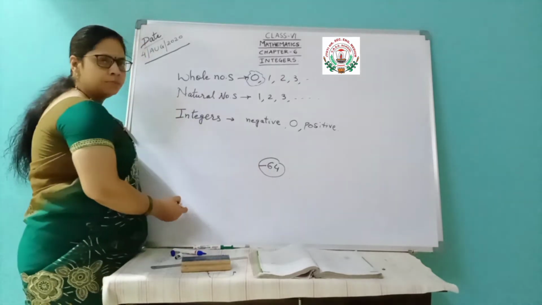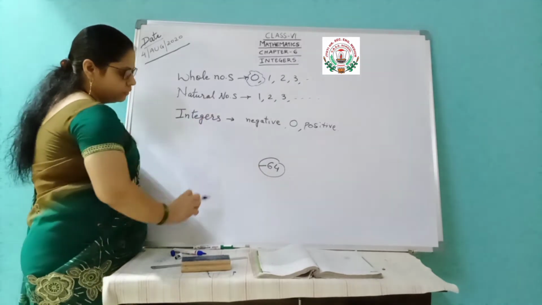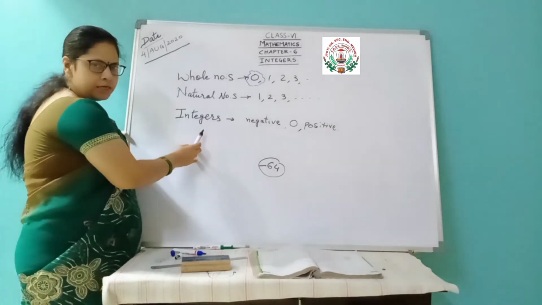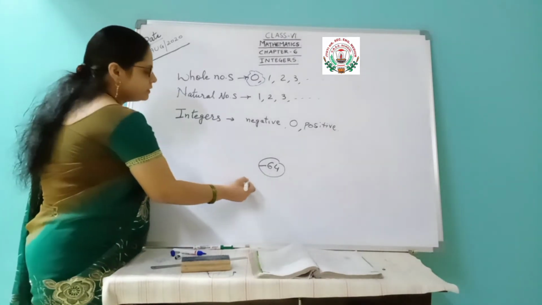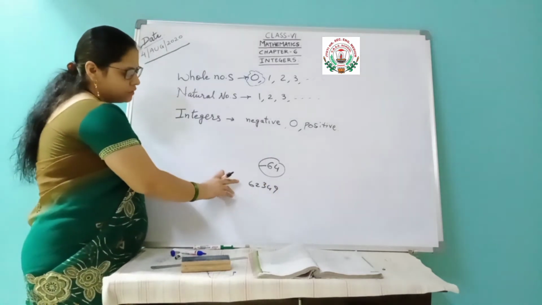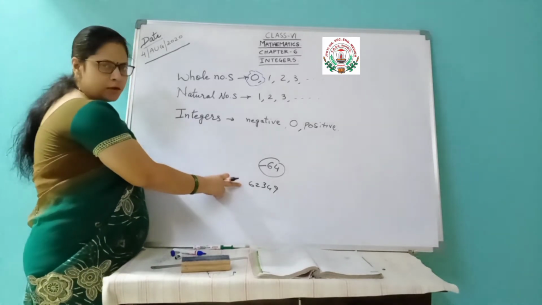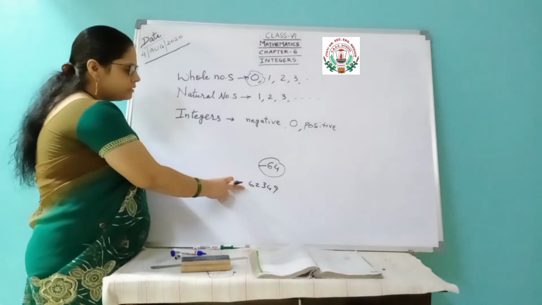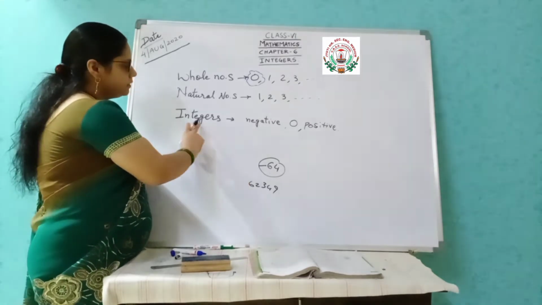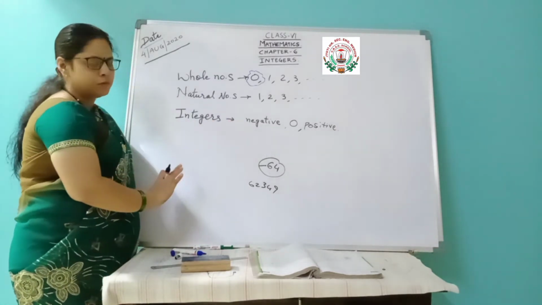Suppose, for example, minus 64 is an integer. Is this minus 64 a whole number? No. Is this minus 64 a natural number? No. Is this minus 64 an integer? Yes, it is. If I take any number, 6, 2, 3, 4, 9, any of these numbers, positive, with no sign, is it a whole number? Yes, it is. Is it a natural number? Yes, it is. Is this number an integer? Yes, it is, because it is a positive number. So integers contain negative numbers also, 0 also, and the positive numbers also.